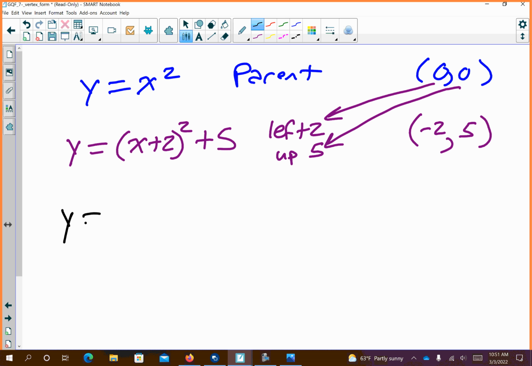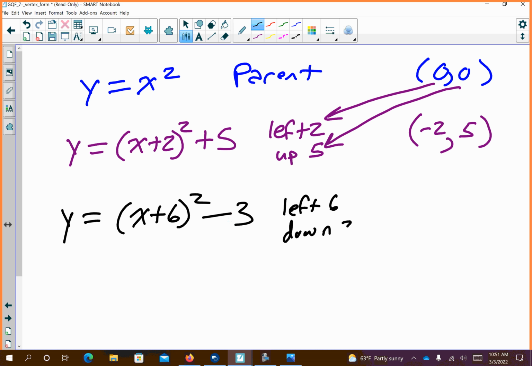What about if I had this? What do you think? Left 6, good. Down 3. Close. -3, because it went down 3. Ooh, baby. So if you know your vertex, you have a good starting point on a graph.